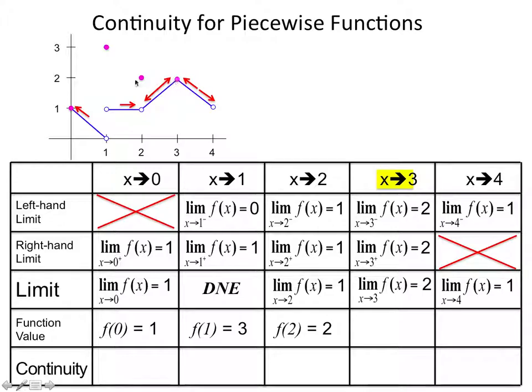So function value again is 2. And then let's look at 4. And when we look at 4, we see that we have no dot filled in at all. So we do not have a function value then. It's just an open circle. So that function value doesn't exist at 4.